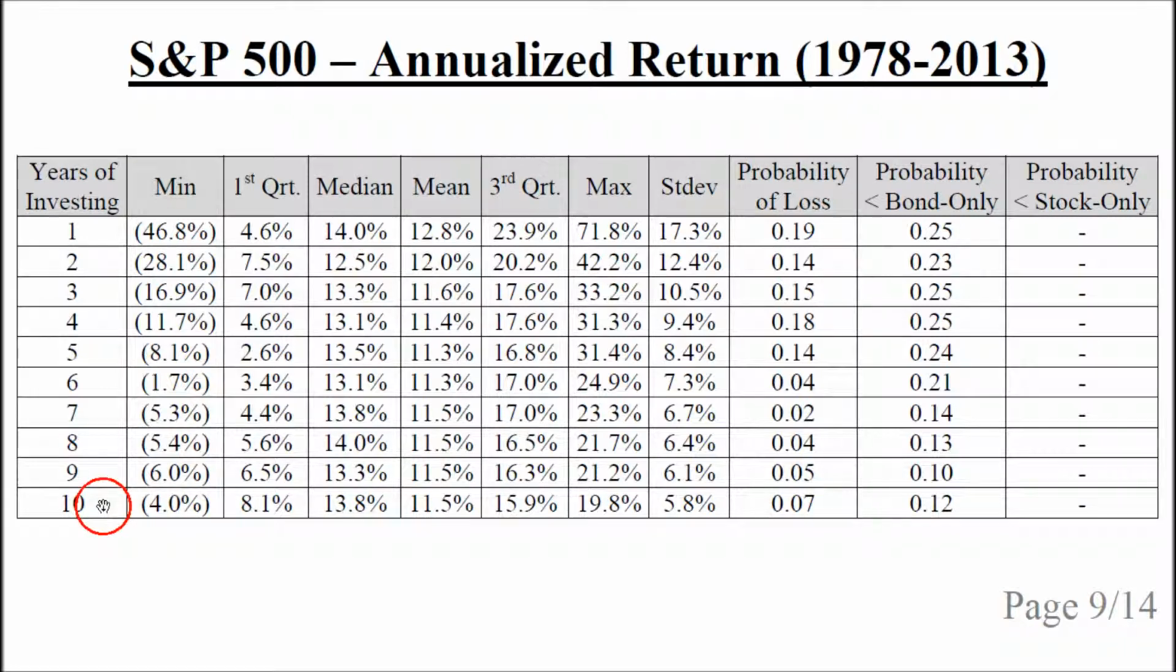If we invested for 10 years, then the lowest annualized return was a loss of 4%. So this would be a loss of 4% each year for 10 consecutive years. And the greatest annualized return over 10 years was 19.8%. And again, this would be 19.8% each of the 10 years. The average annualized return was 11.5%, and so on.